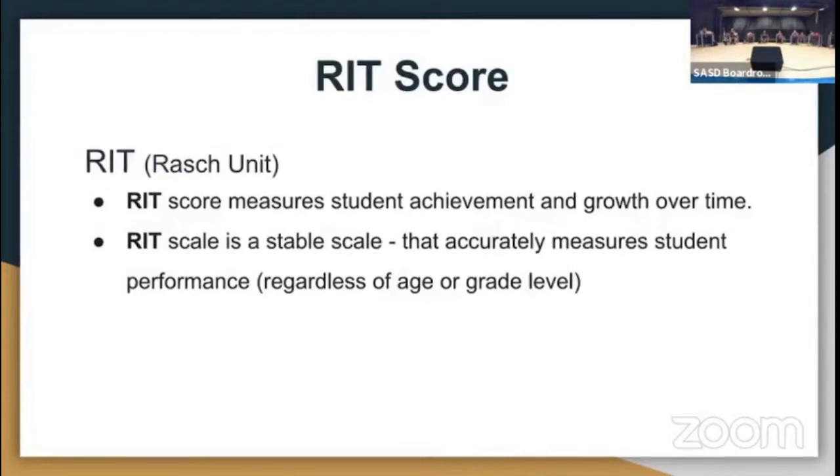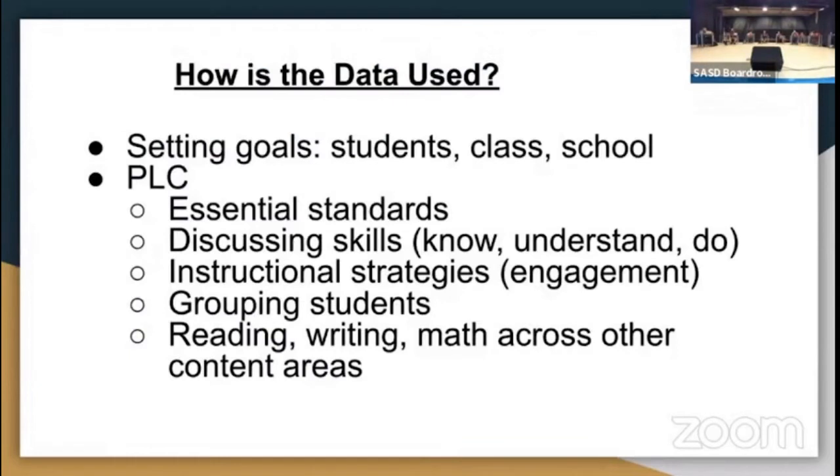So a reminder, a RIT score, that Rasch unit, is that score that measures that student achievement and growth over time. It's a stable scale, so it accurately measures the student's performance regardless of how old they are or what grade level they are in. So kind of like that measurement of my height. I can be a tall 3rd grader, and that's still going to be my height. So it's a nice indicator of where we are, or where our students are.